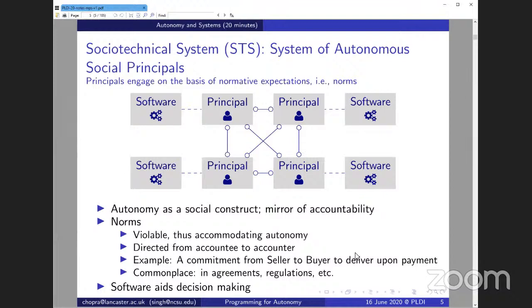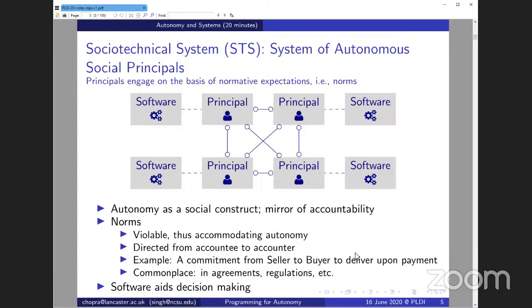So we are the parties that are autonomous. If I fail to show up, you can't sue my calendar or do anything with it. I'm the one who would be to blame. So here, autonomy is a social construct. Roughly, the simple idea is that anybody who's autonomous can be held to account. You can't hold a machine to account. Conversely, if somebody is accountable, then they must be autonomous. Otherwise, it would not make any sense.